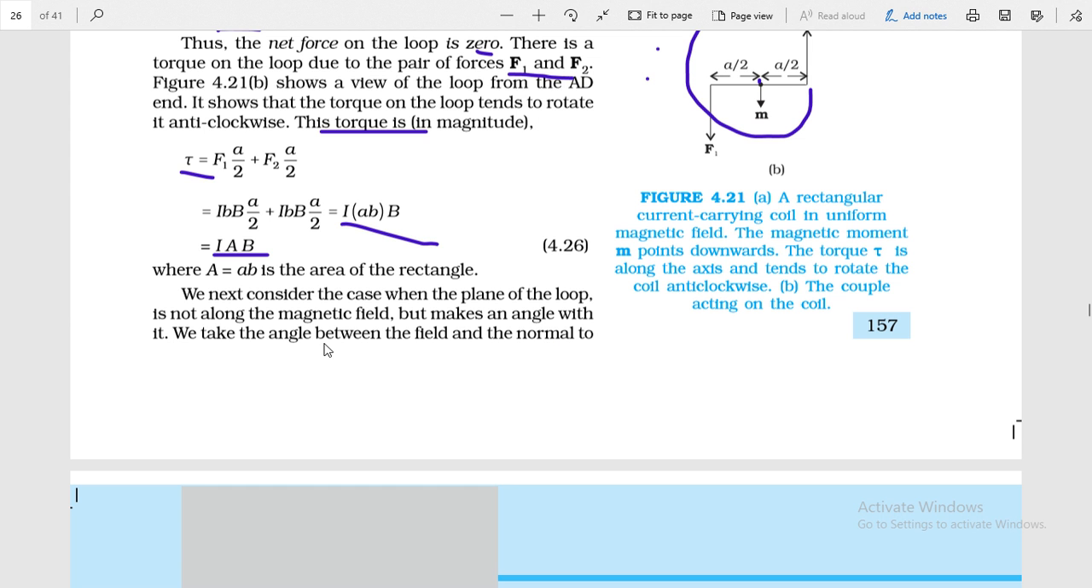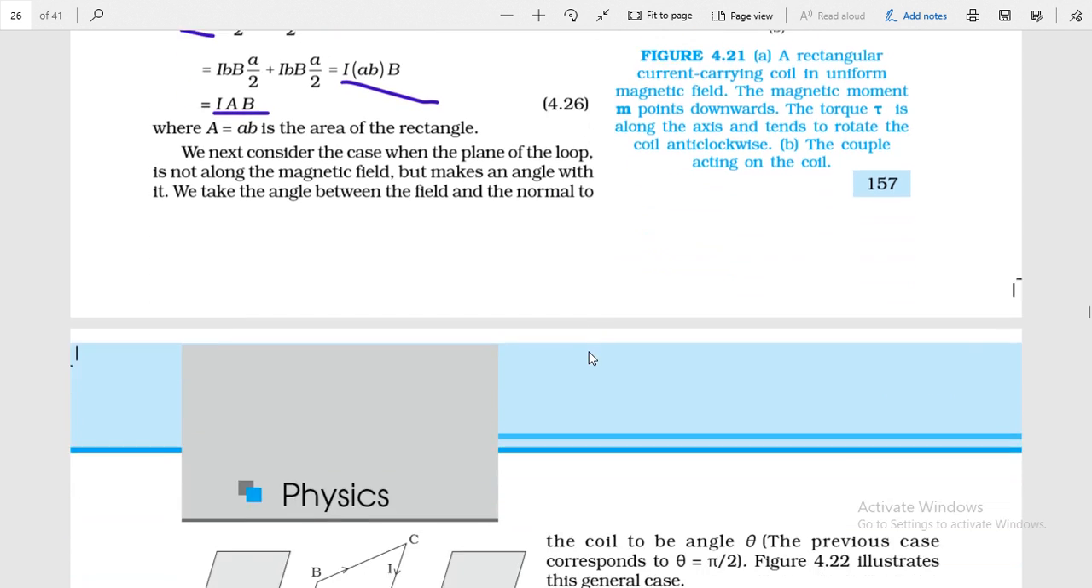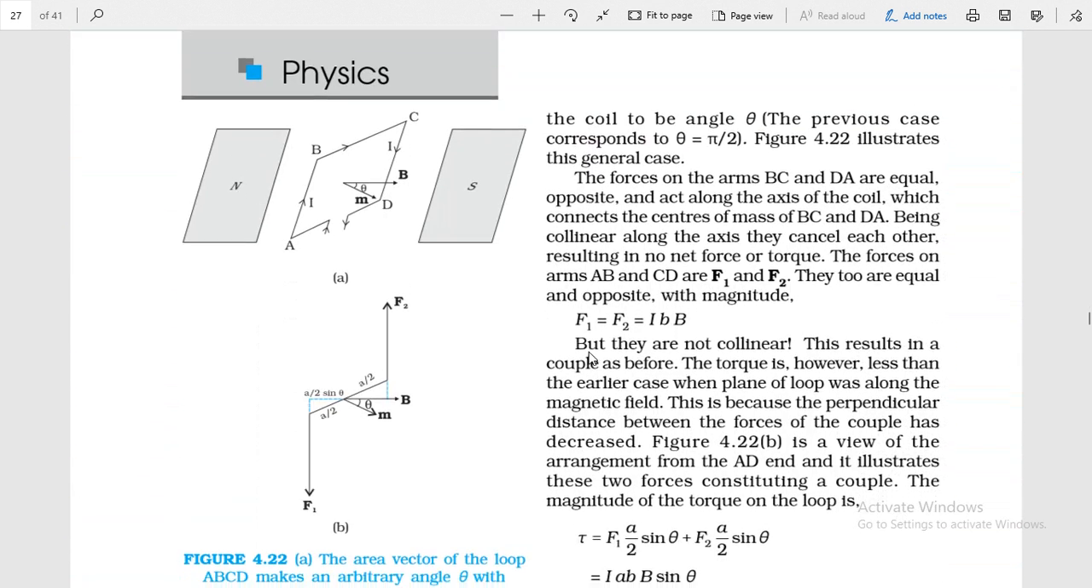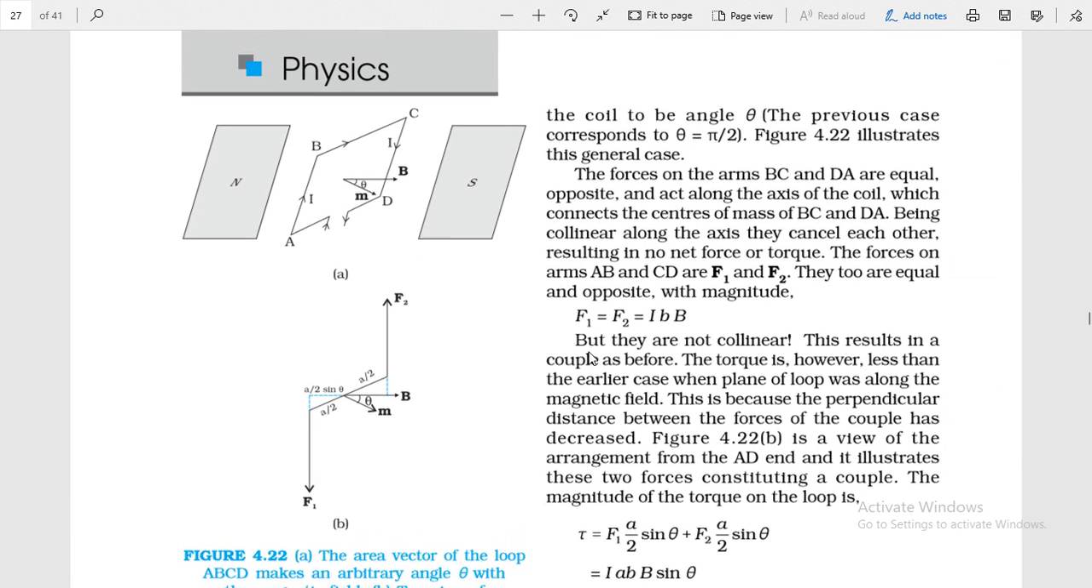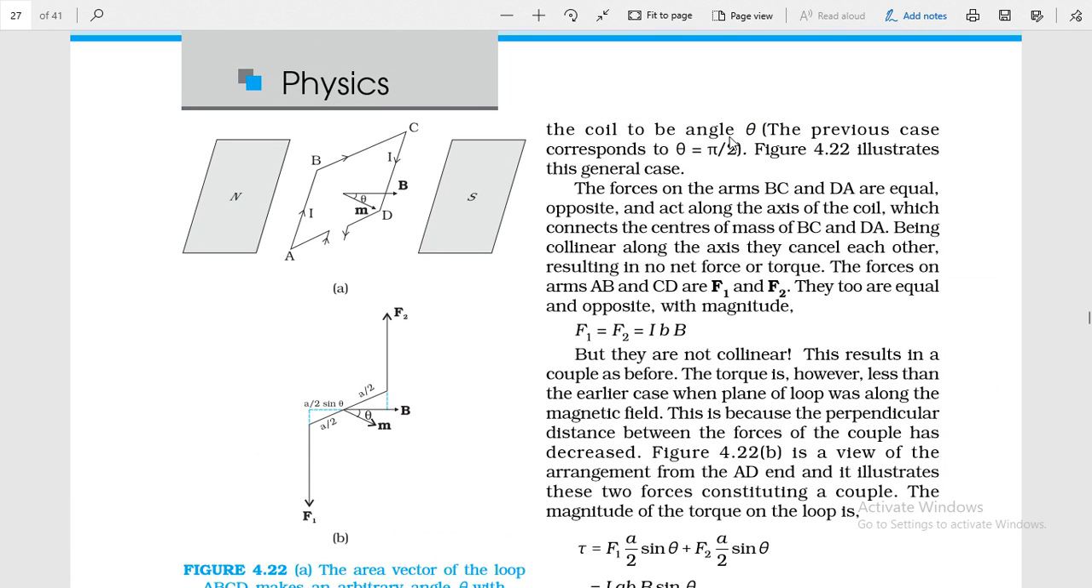We take the angle between the field and the normal to the coil to be at angle theta. In the previous case, this theta was pi by 2. Now figure 4.22 illustrates this general case.